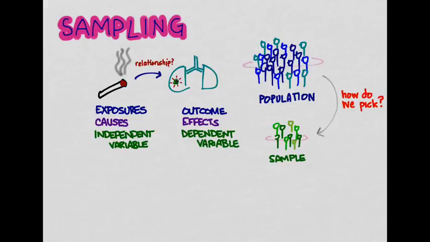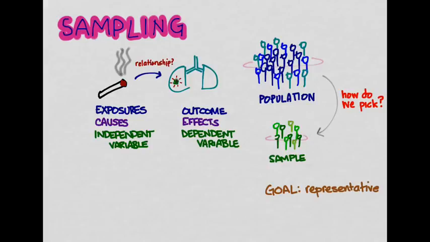So now the question becomes, how do we pick which of these people we're going to put into our sample? Well, our goal is that this sample looks like the population. Therefore, if we see this relationship in the sample, we can say that relationship probably still applies in the entire population as well. So we want this sample to look like this population in all the important factors, and what we call that is representativeness.